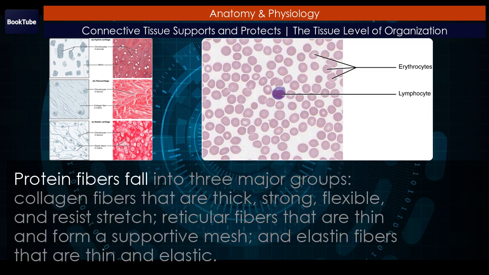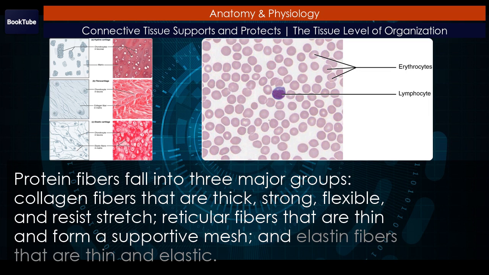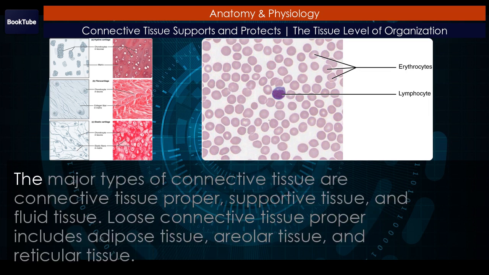Protein fibers fall into three major groups: collagen fibers that are thick, strong, flexible, and resist stretch; reticular fibers that are thin and form a supportive mesh; and elastin fibers that are thin and elastic. The major types of connective tissue are connective tissue proper, supportive tissue, and fluid tissue.